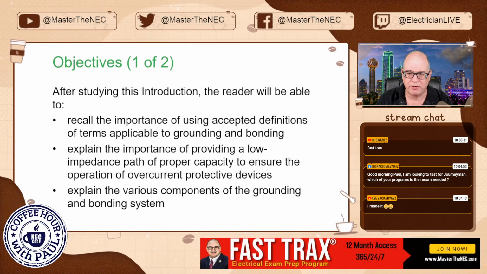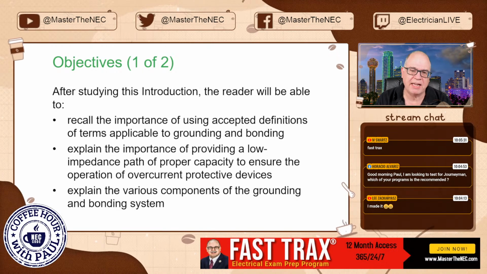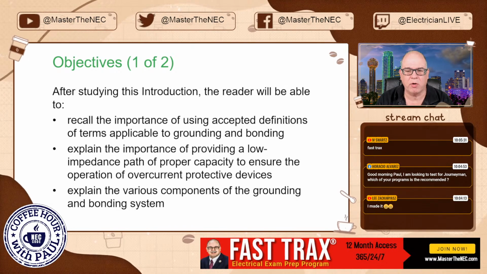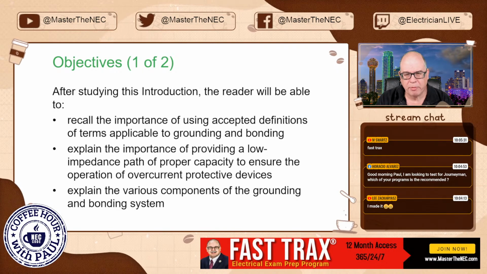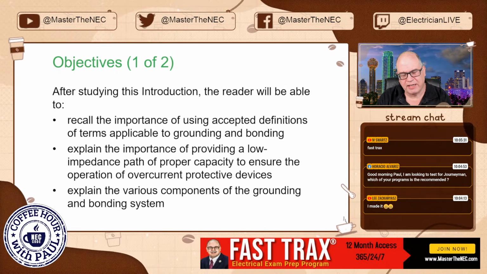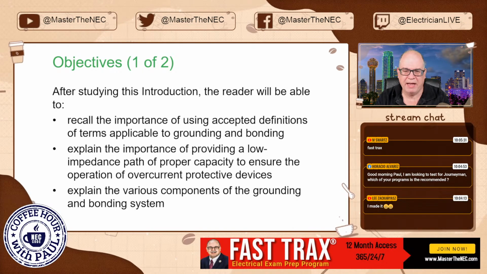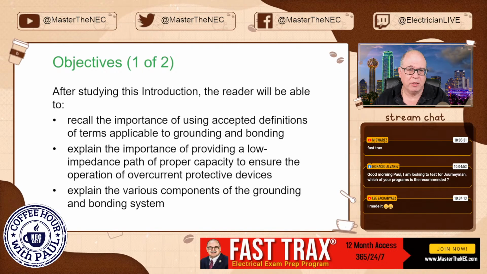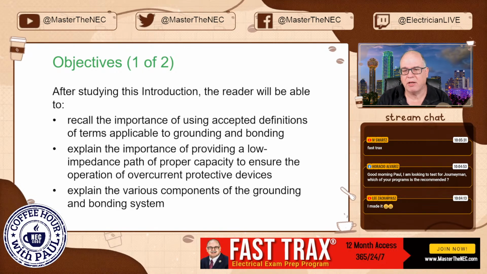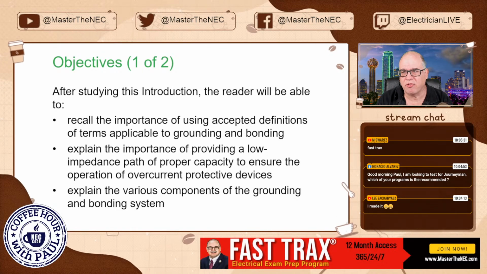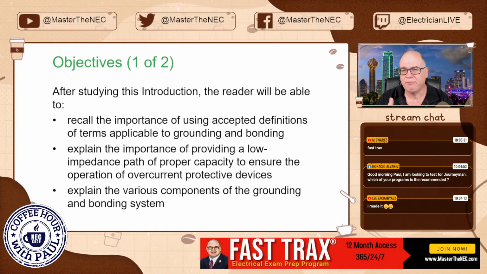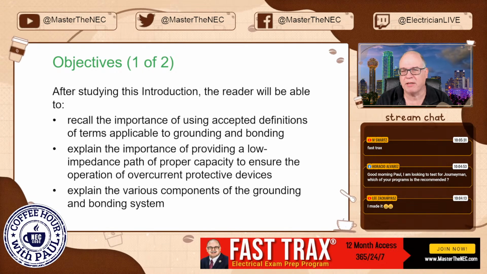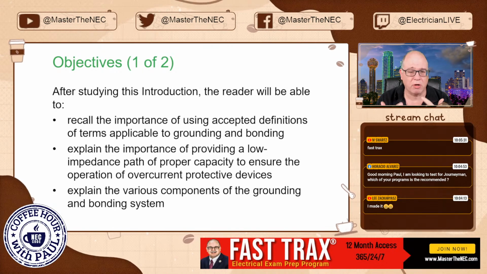So the key ones we're going to cover: we're going to explain the importance of providing a low impedance path of proper capacity to ensure the operation of the overcurrent protective device. It's important to remember that you have an intentionally constructed low impedance path for ground fault current, and then you also have ground fault current paths. They're distinctly different, because a low impedance path is something that you, as the electrician, have to construct. You have to make sure that everything is done right to achieve that low impedance path. So we're going to talk about that.